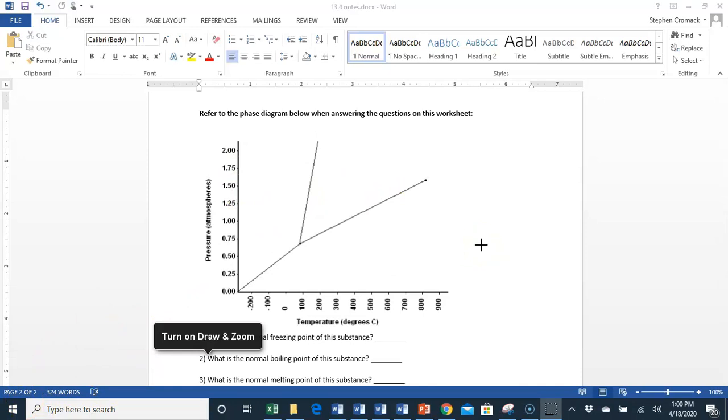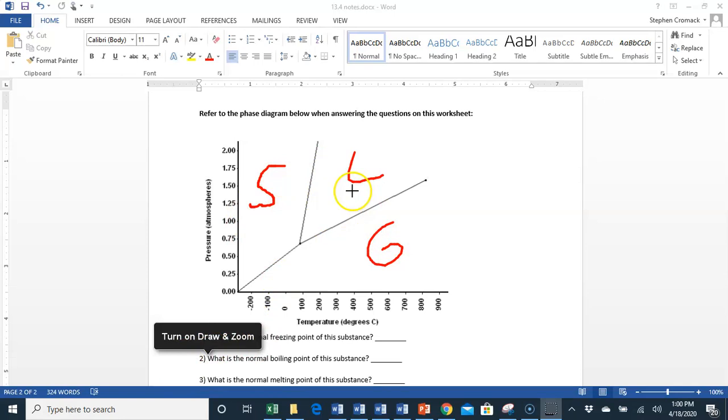So the first thing you want to do with any phase diagram is identify where the solid, liquid, and gas areas are. So it always goes solid, liquid, gas. So in this part here, I'm going to do S for solid, L for liquid, and G for gas. So that way you can see where everybody is.